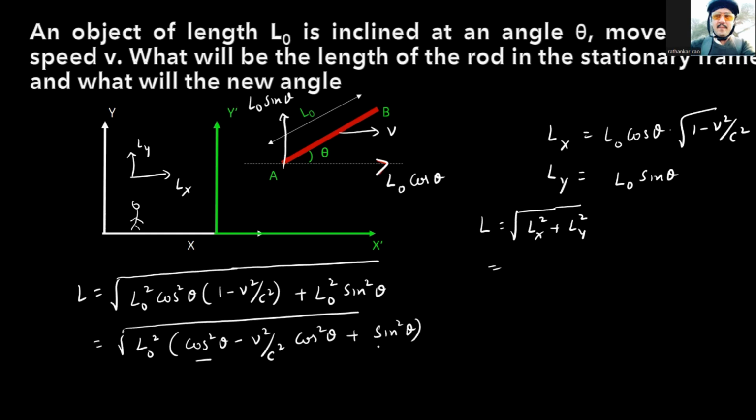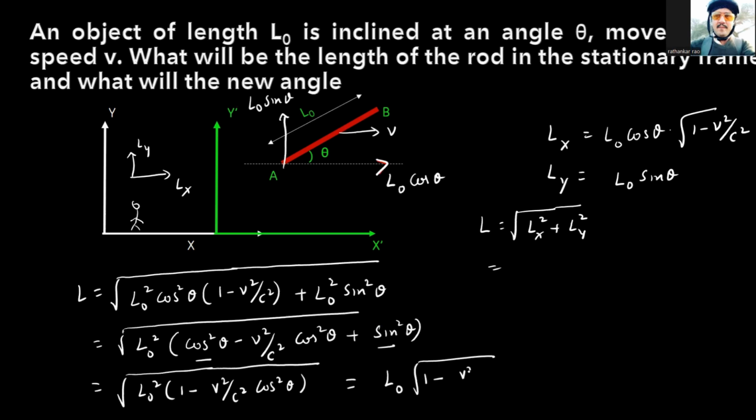Now you see this cos square theta plus sin square theta, what is it? It's equal to 1. So I can also write this as square root of L naught square into 1 minus, see, I have combined these two, minus what is the remaining? Minus v square by c square cos square theta. This is what is remaining. If I take the square root of this, it will become L naught into root of 1 minus, sorry, this should come in the numerator, I'll put a bracket here so that you don't get confused, v square by c square into cos square theta. So this is the final expression for the length.